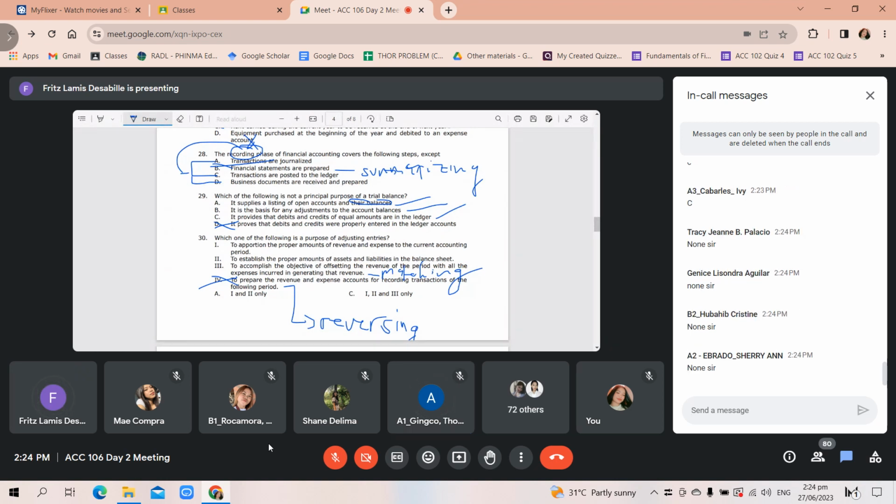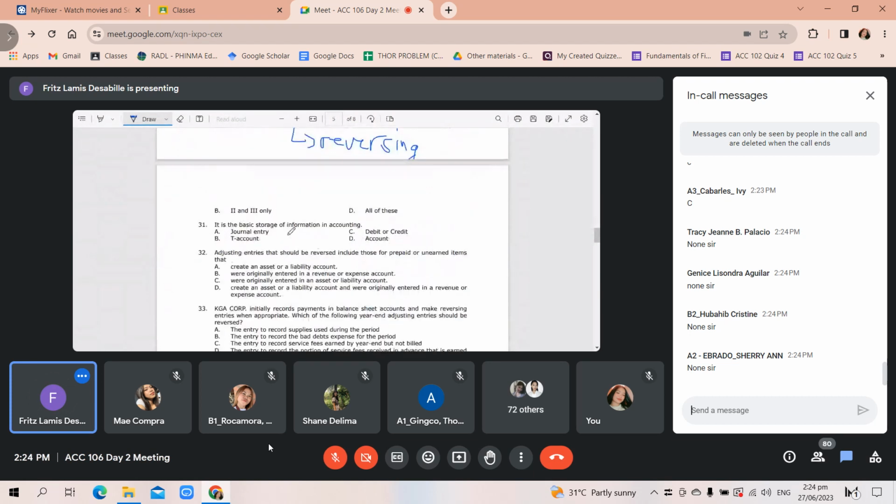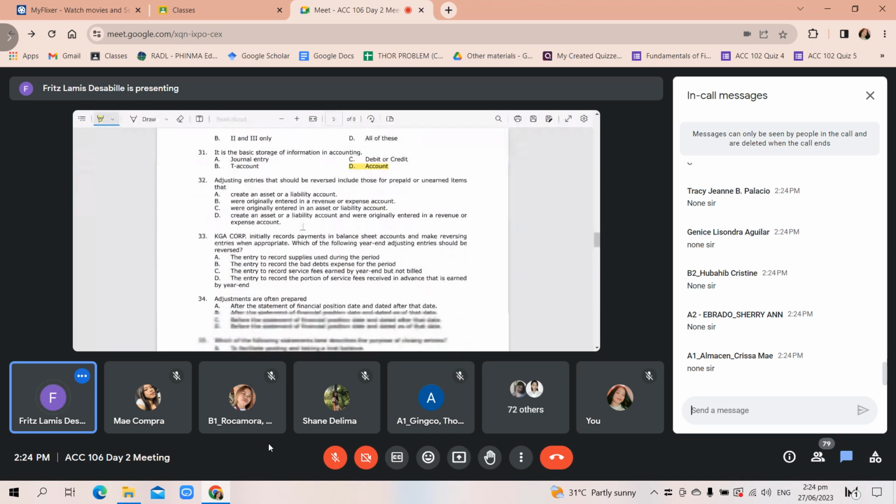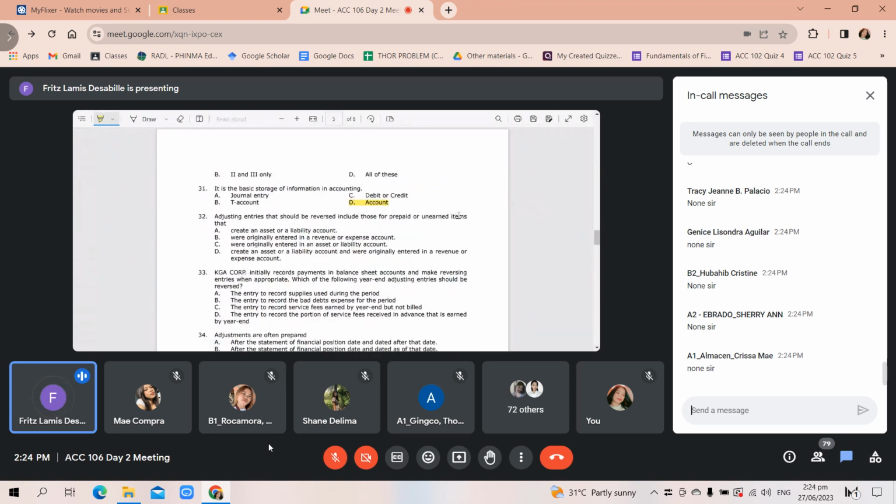Okay. So let's go to 31. So number 31, please take note guys, this is just the definition of an account. So basic storage of information. So that is account. Again, please take note, 31, definition of an account.